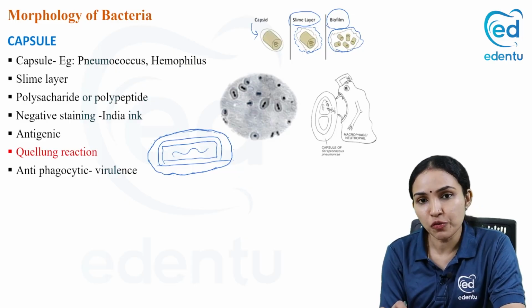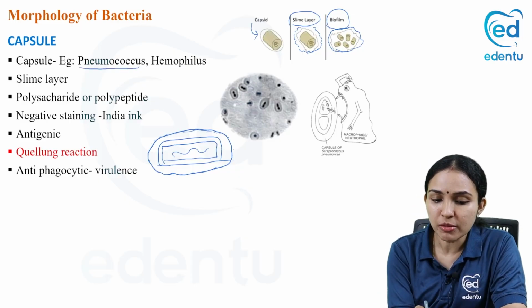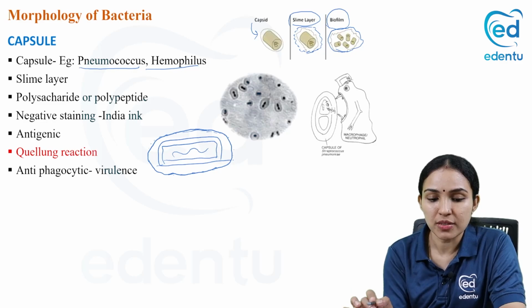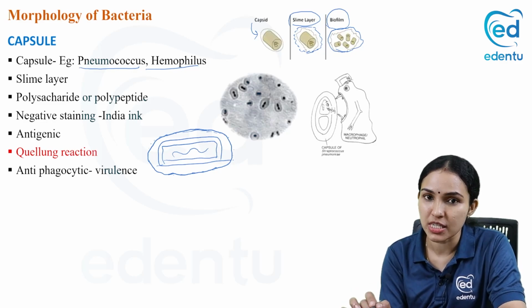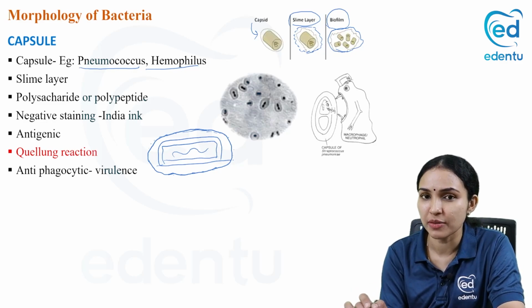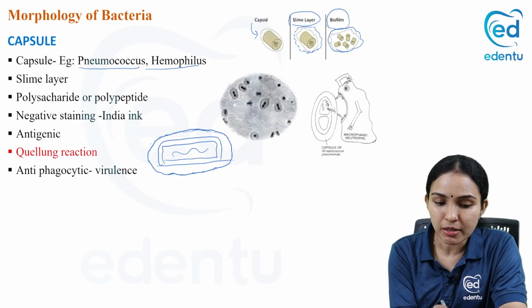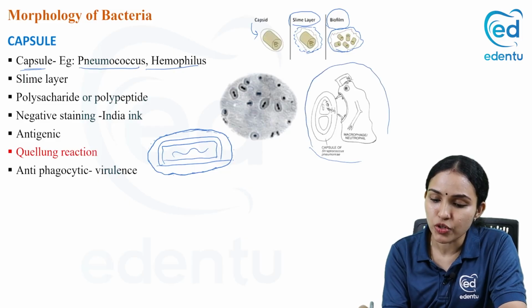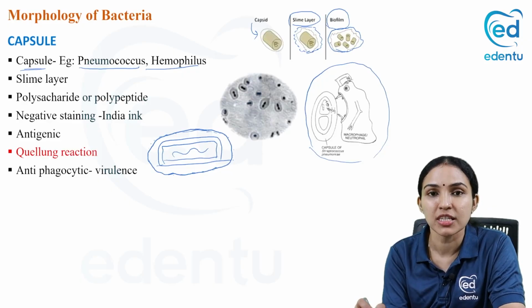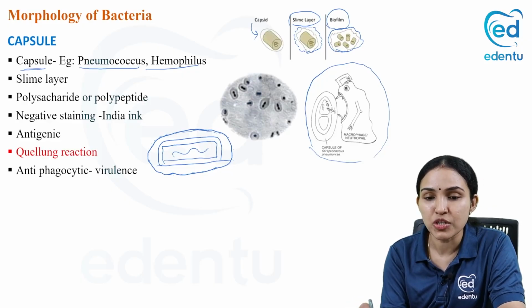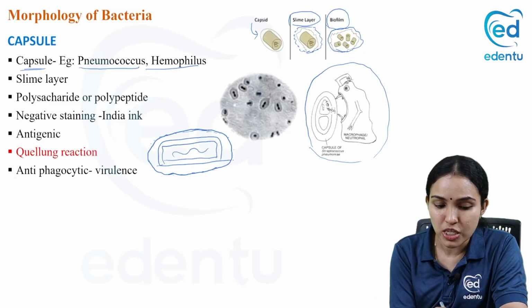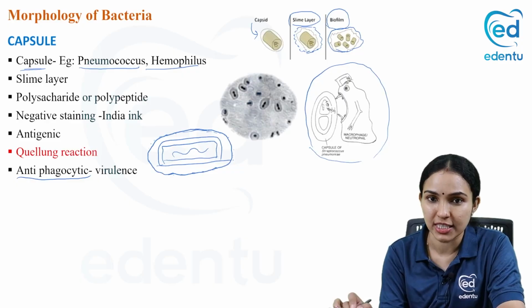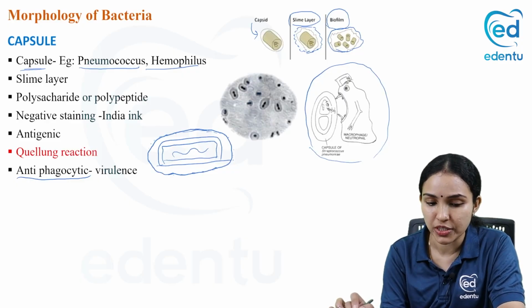So what is the role of the capsule? The most important bacteria having a capsule are pneumococcus and Haemophilus influenzae. Both of them cause respiratory infection and meningitis. Here you can see an image. Streptococcus pneumoniae has a capsule. A phagocyte is trying to engulf the bacteria and is not able to, because the capsule acts as a protective layer and inhibits phagocytosis. So the capsule is anti-phagocytic. That is the most important point regarding the capsule.